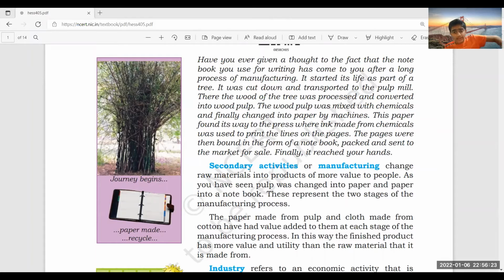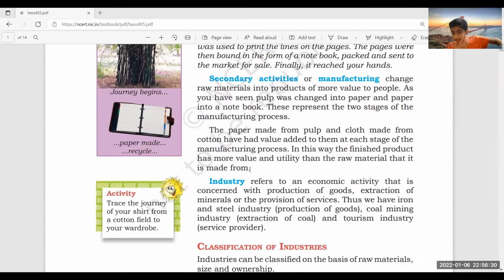Secondary activities or manufacturing change raw materials into products of more value to people. A few industries also do advertisement. It means that they too render service, and they're also kind of part of tertiary activities, but not completely, not all industries. Now, industry refers to an economic sector that is concerned with the production of goods and extraction of minerals or the provision of services. Thus we have iron and steel industry, coal mining industry, and tourism industry. We have a lot of industries.